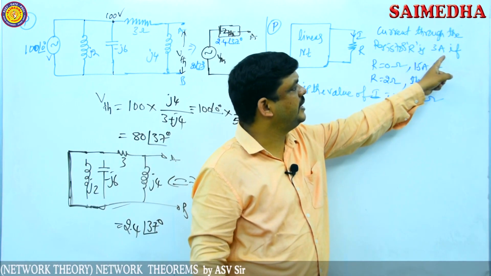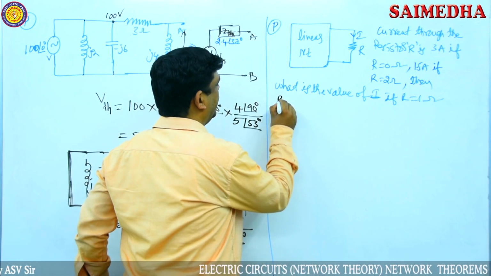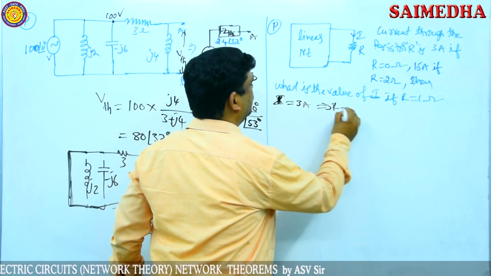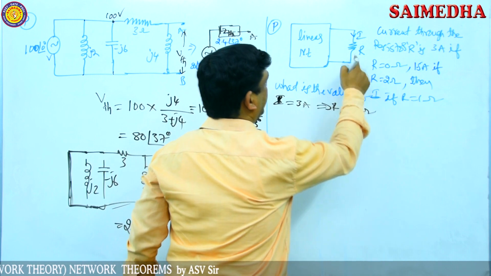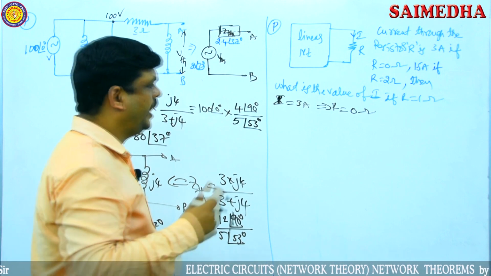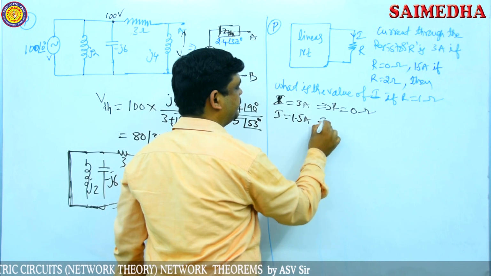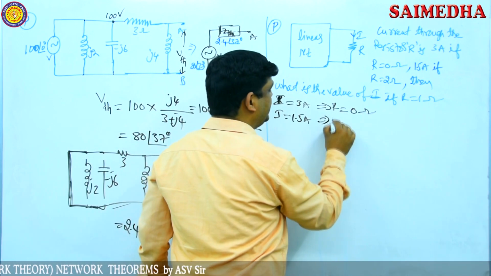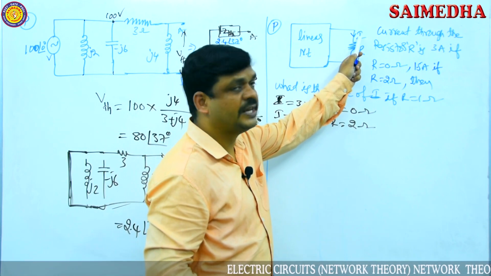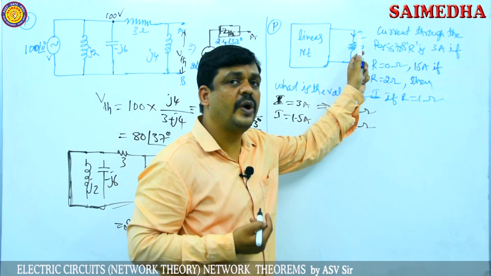Current through the resistor R is 3 amperes. So the current through the resistance R is 3 amperes with resistance value 0 ohms. If this resistor value is 0 ohms, then the current through it is 3 amps. Similarly, the current is 1.5 amperes if the resistance value changes to 2 ohms. If the resistor value is 0, this current is 3 amps. If the resistor value is 2 ohms, then this current is 1.5 amperes.